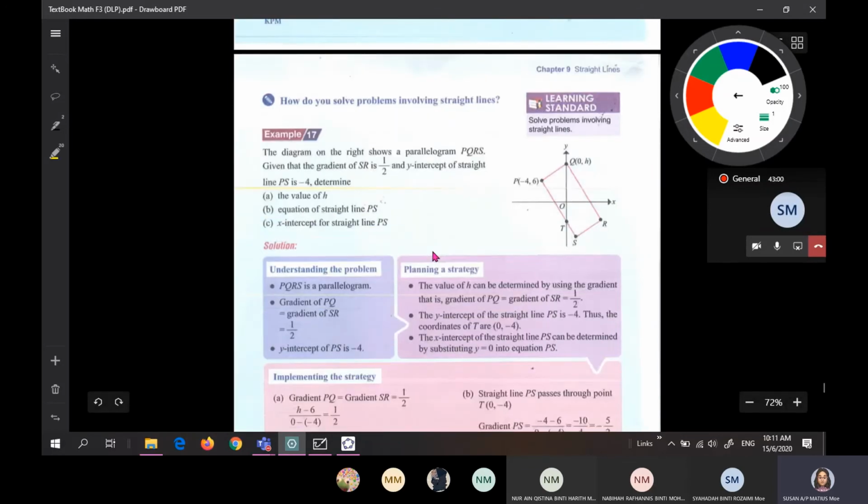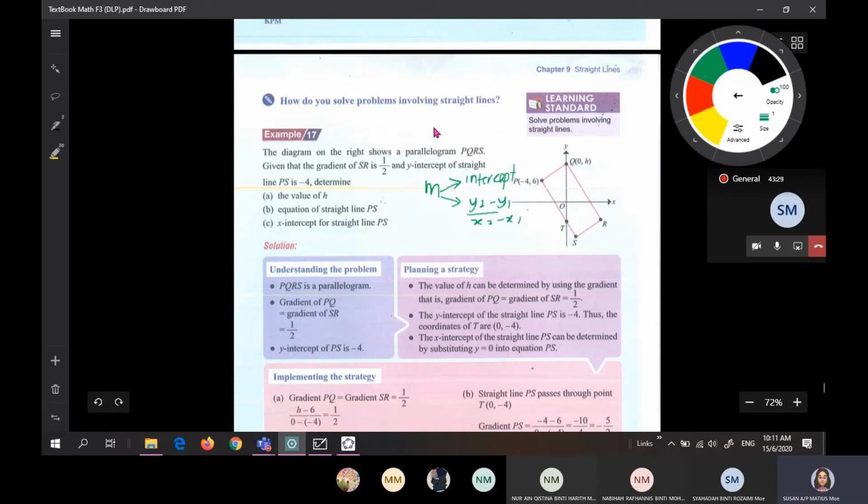So how do you solve problems involving straight lines? This is the best part of it. When you solve problems, you have to integrate many things that you have learned all throughout. You have learned to find gradient. How many methods do you have in order to find gradient? One is using the intercepts. Another one is using y2 minus y1 over x2 minus x1. So there are two methods here.